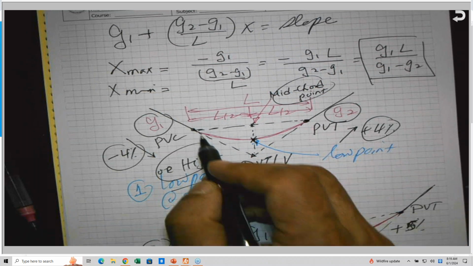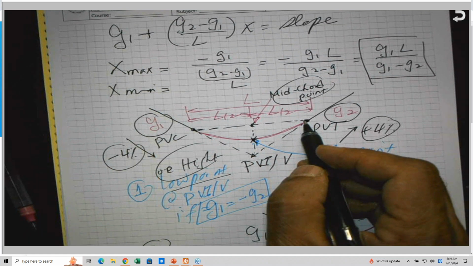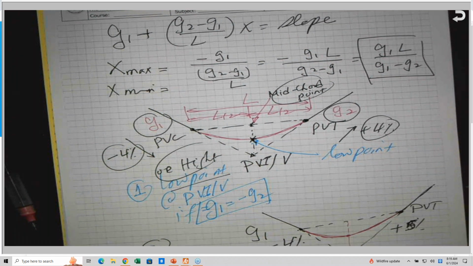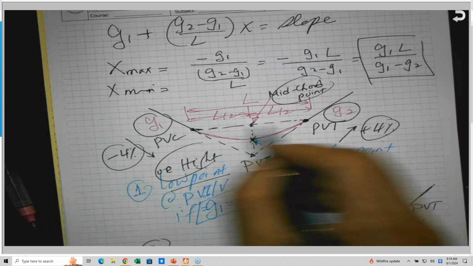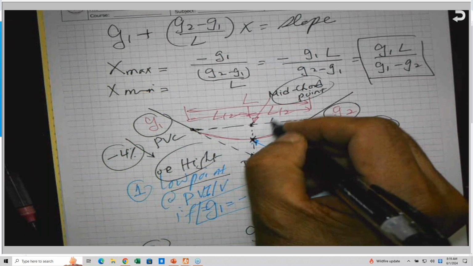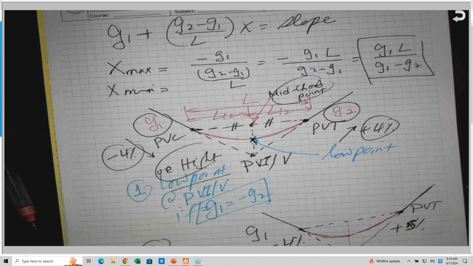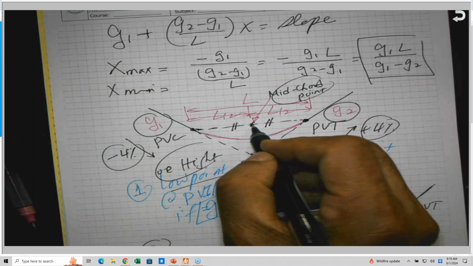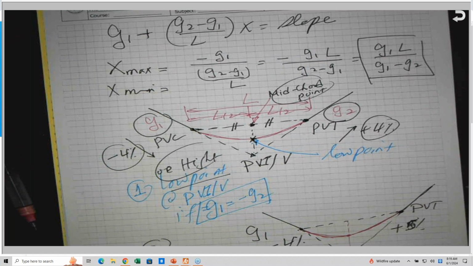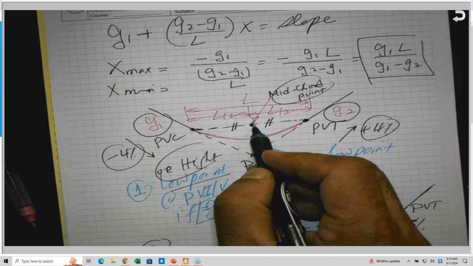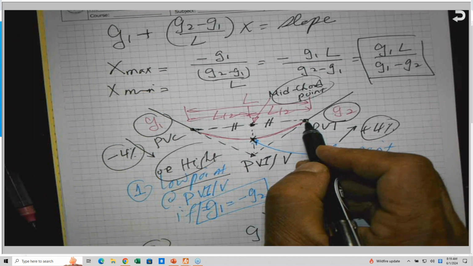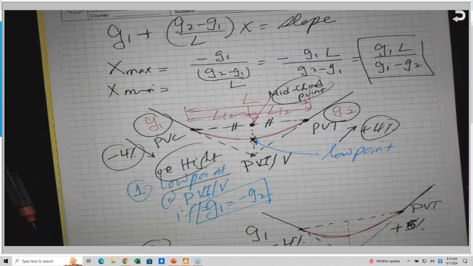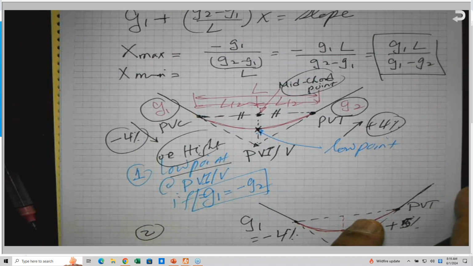Theoretically speaking, we don't have a chord like the circular curves, but they call this also a chord, and this is the mid-chord point. And sometimes they ask you what is the elevation of the mid-chord point. The mid-chord elevation of this point is equal to this elevation plus this elevation divided by 2. And I solved a problem related to this.